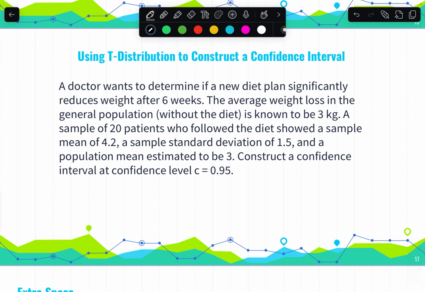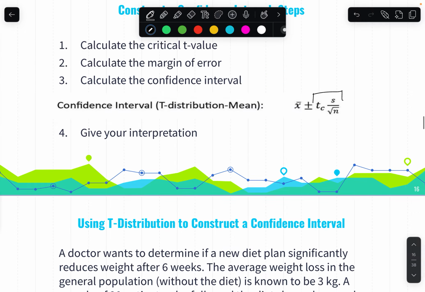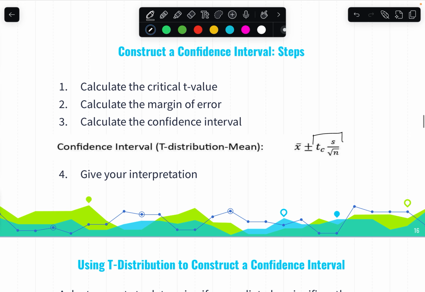So the problem is, a doctor wants to determine if a new diet plan significantly reduces weight loss after 6 weeks. The average weight loss in a general population without the diet is known to be 3 kilograms. A sample of 20 patients who followed the diet showed a sample mean of 4.2 kilograms and a sample standard deviation of 1.5 kilograms, and a population mean estimate of 3. Construct a confidence interval for the confidence level of 0.95. The first step here is to calculate that critical t-value.